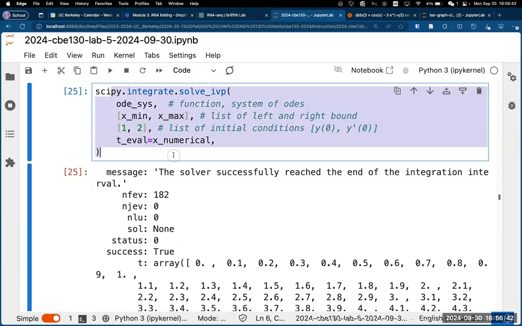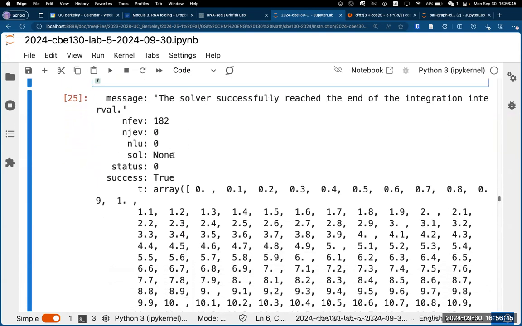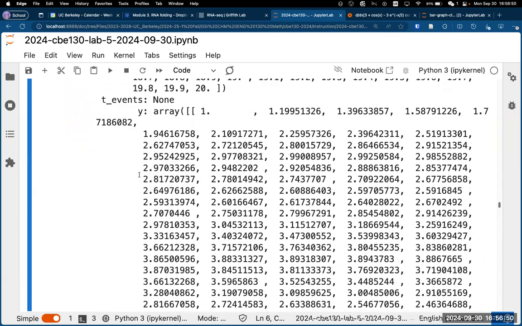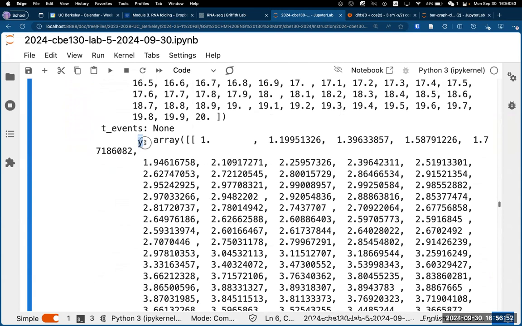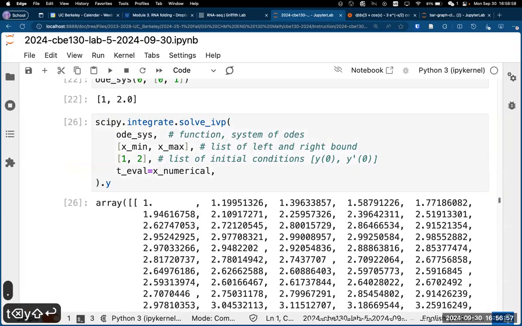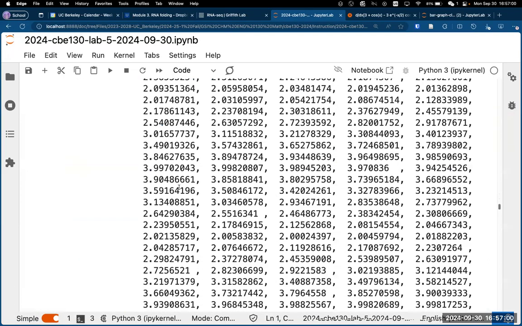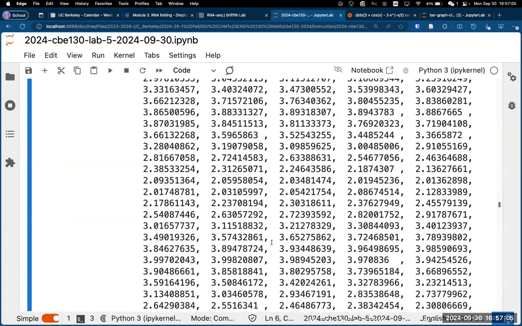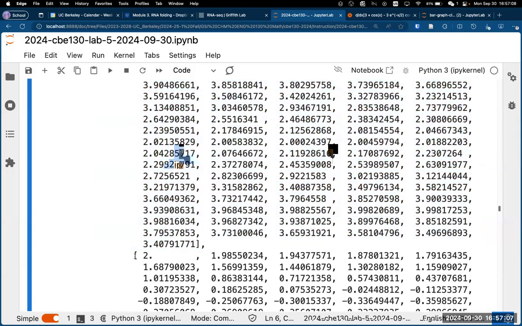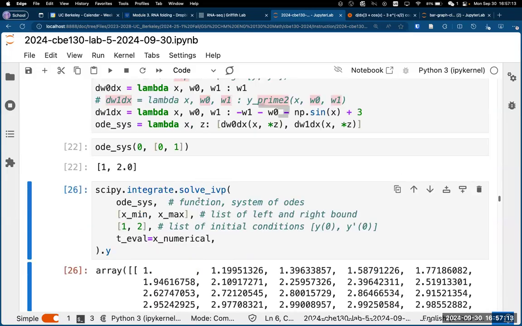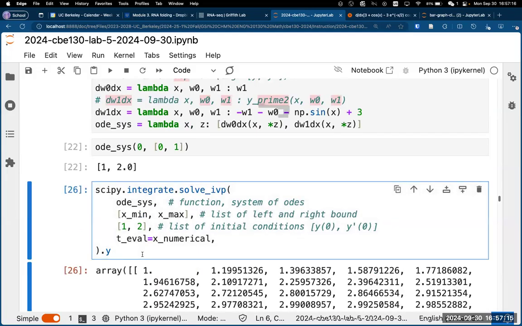So the result of this evaluation is the solution. But these are all dictionaries. The main thing that we want is actually y. So here, this is the result. So if you want to index a dictionary, you do dot y. And now you selected the array. And you note that this array has two elements. So this is the first element. And we also have a second element. So the first element is the original function. The second element is the first derivative.